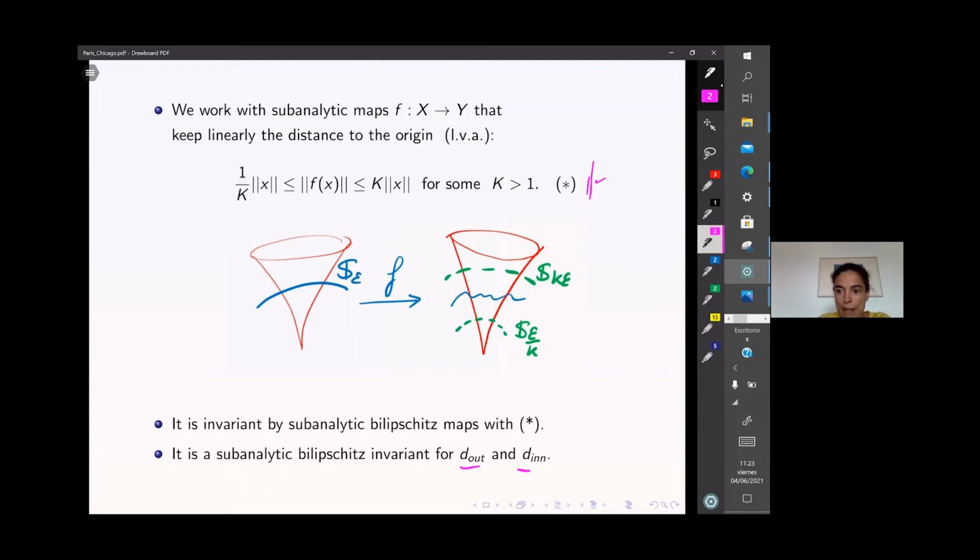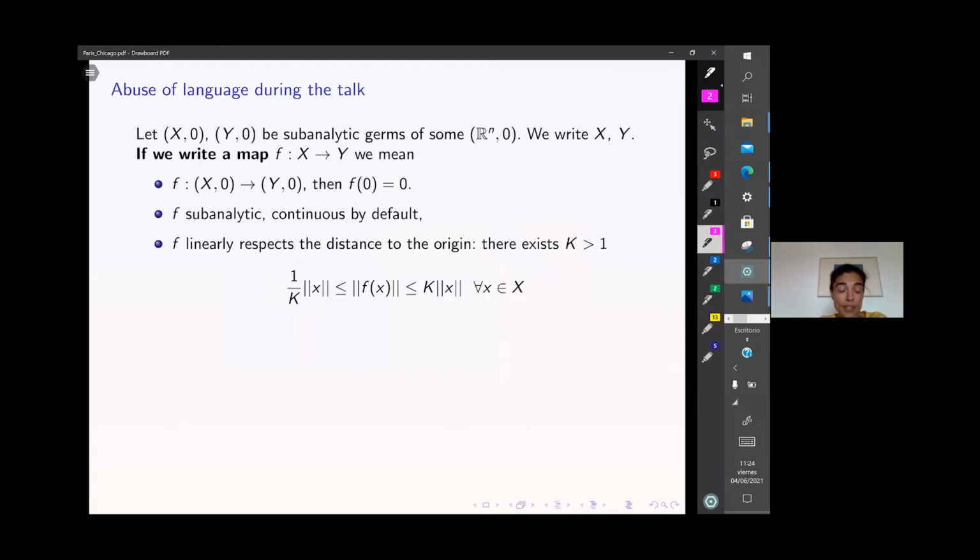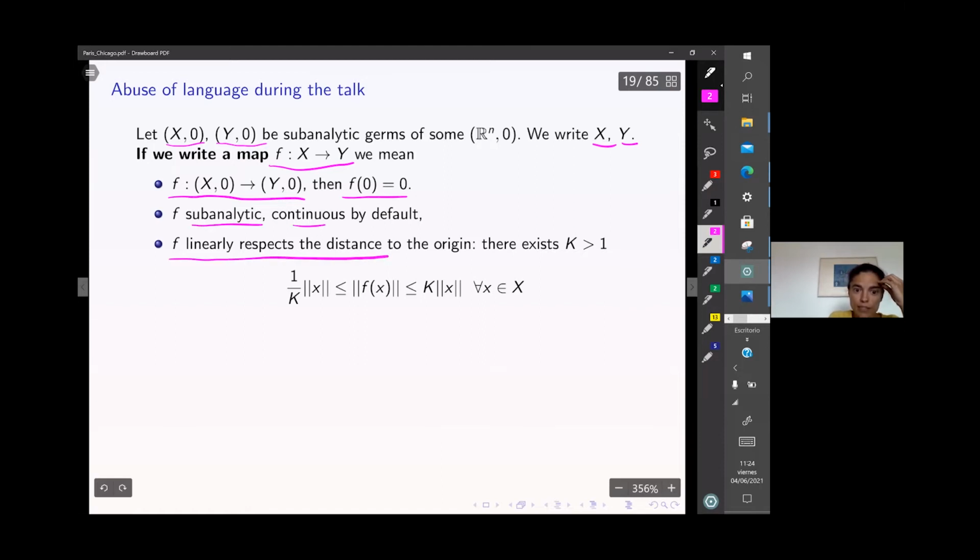Okay, so I will make an abuse of language during the talk. Whenever I have two subanalytic germs in some R^n, I will simply write X and Y. They will always be germs at 0. Maps will always take the origin to the origin. They will be subanalytic, continuous, and they respect linearly the distance to the origin as before, in order not to destroy the information we are interested in.